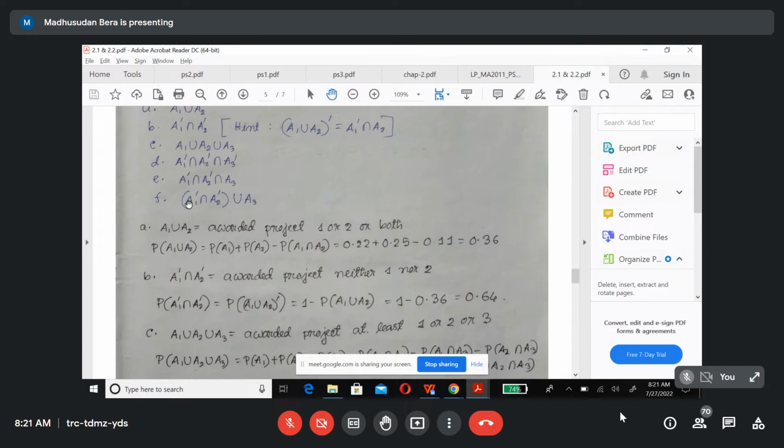But P(A1), P(A2), those things are given. So what are we doing? We are applying De Morgan's rule. A1 dash intersection A2 dash is (A1 union A2) whole dash. So probability of A complement is 1 minus P. So 1 minus P of A1 union A2. A1 union A2 is already defined. So 1 minus 0.36, that is 0.64.